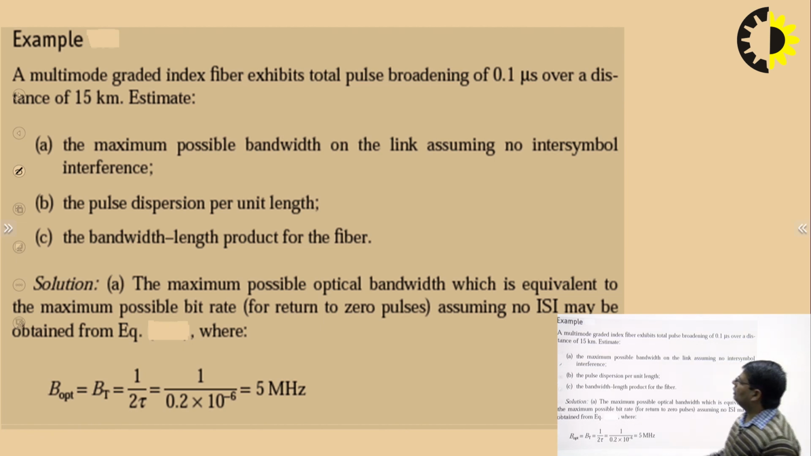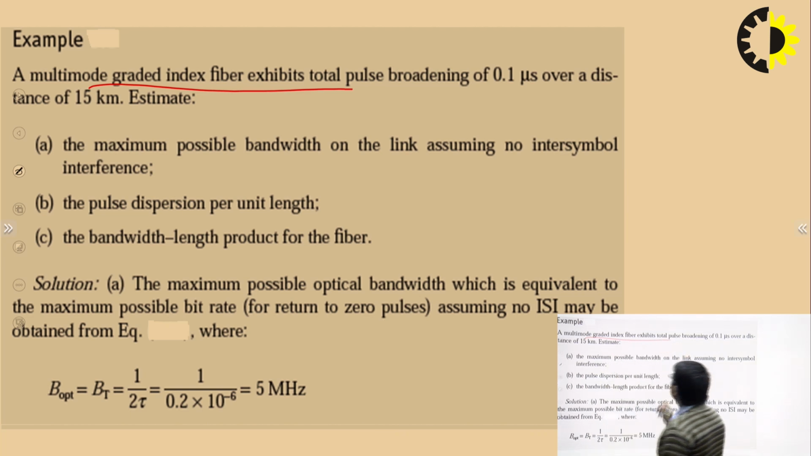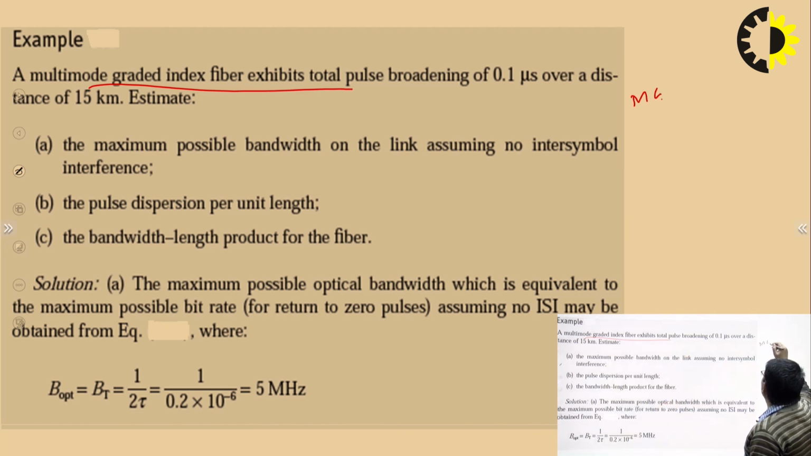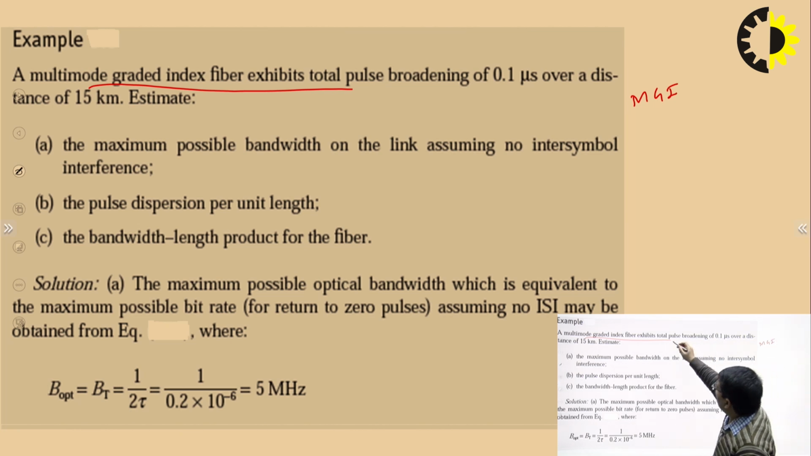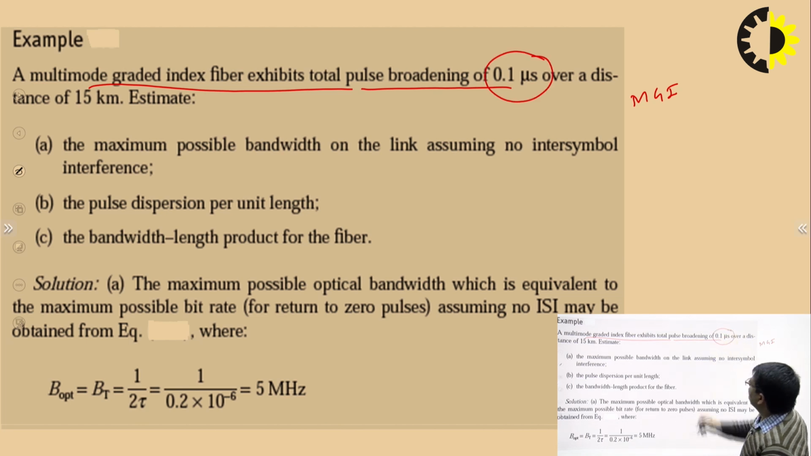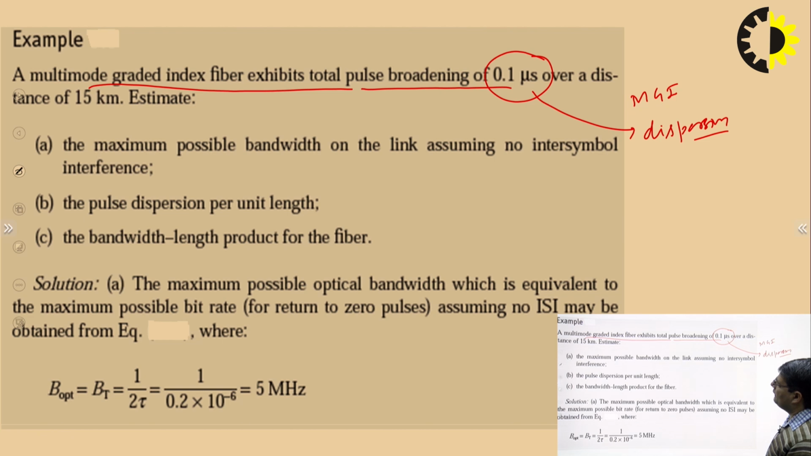One more numerical: a multi-mode graded index fiber is there with a total pulse broadening of 0.1 microsecond. That means pulse broadening in terms of time, which we have defined in theory as dispersion. So this pulse broadening is a measure of dispersion, over a distance of 15 km. So we can see that tau is given here as 0.1 microsecond and the length of the fiber is given as 15 km.